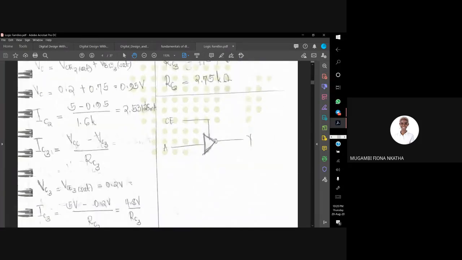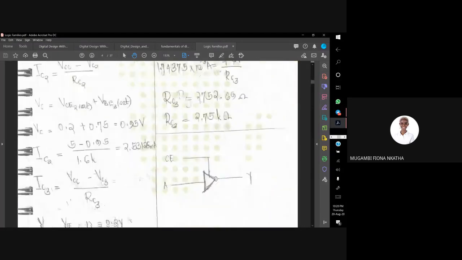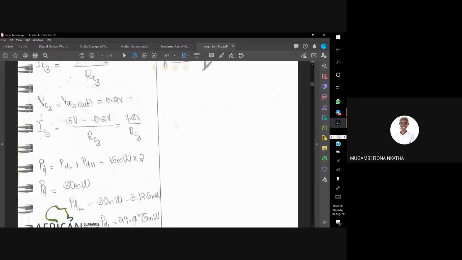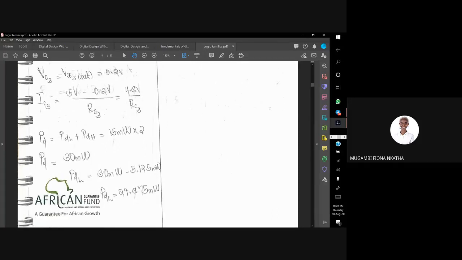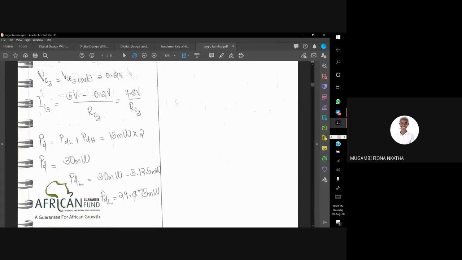I'll correct that and send the PDF. So just ignore that part here. PD, which is PDL plus PDH, is equal to 30 milliwatts. So PDL is equal to 30 milliwatts minus 5.125 milliwatts. 5.125 milliwatts is the PDH we found. So PDL is equal to 24.875 milliwatts.